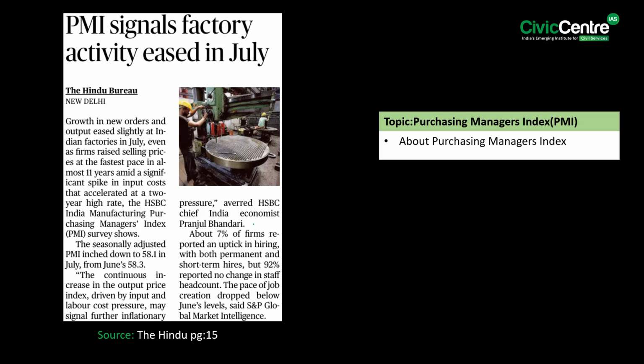The next article says that there has been a growth in new orders, and output eased slightly at Indian factories in July, even as the firms raised the selling prices at the fastest pace in almost 11 years, amid a significant spike in input costs that accelerated at a 2-year high rate. This was observed in the HSBC India Manufacturing Purchasing Managers Index.